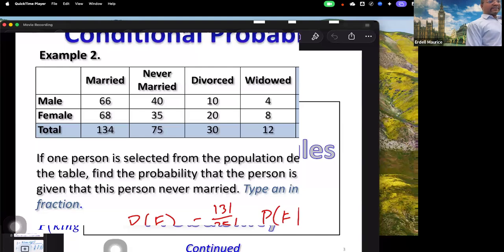How many people are divorced? How many of them are female? So it's 20 out of 30. Questions there?